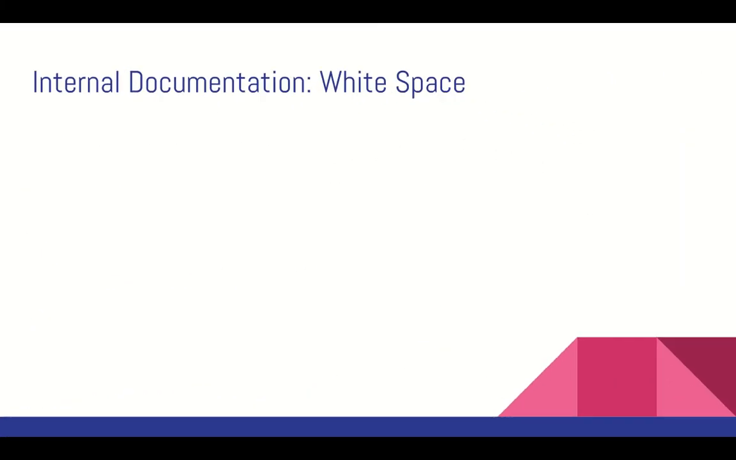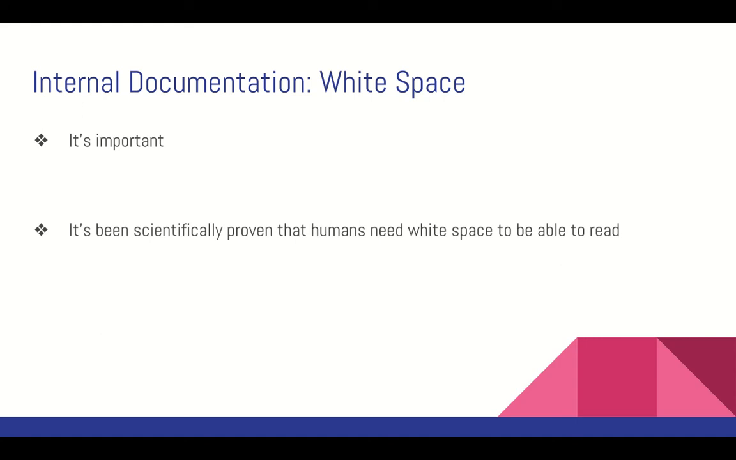White space. White space is extremely important for the person looking at your code. In order for humans to process things well, they need white space in between the blocks of code. It's been scientifically proven that by having white space around the thing that a human is reading and trying to process, the more they will be able to retain.